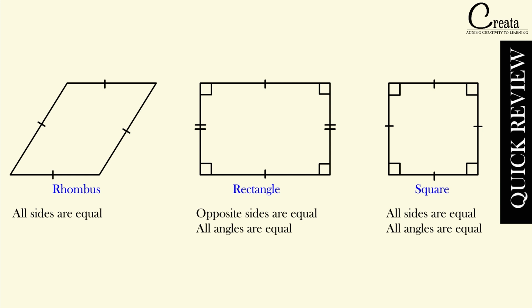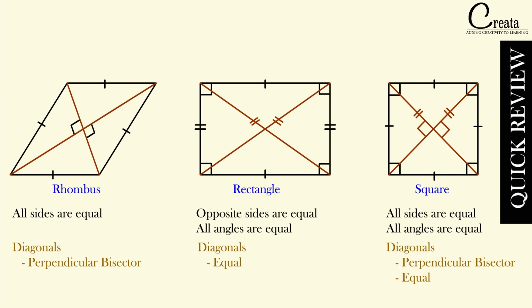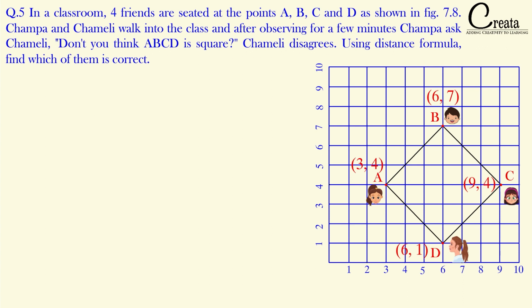Further, regarding the diagonals, which are an important criterion to decide: in a rhombus the diagonals are perpendicular bisectors. In a rectangle the diagonals are equal. In a square, the diagonals are equal as well as perpendicular bisectors. So you know about the different geometrical figures. Let's proceed with this question.